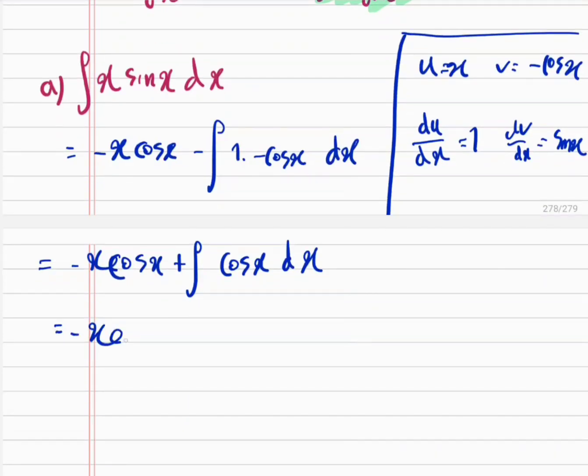Now, minus x cos x outside, and cos x integrates to sine x plus c, and that's it.